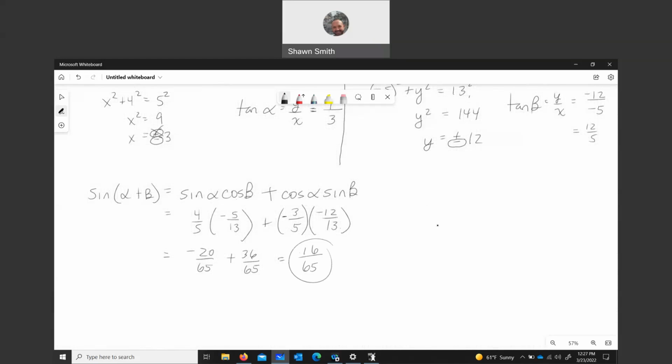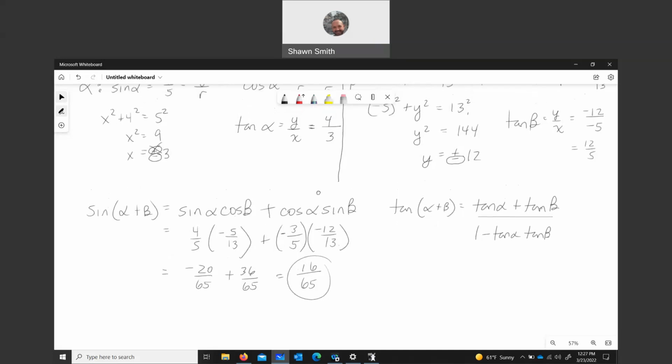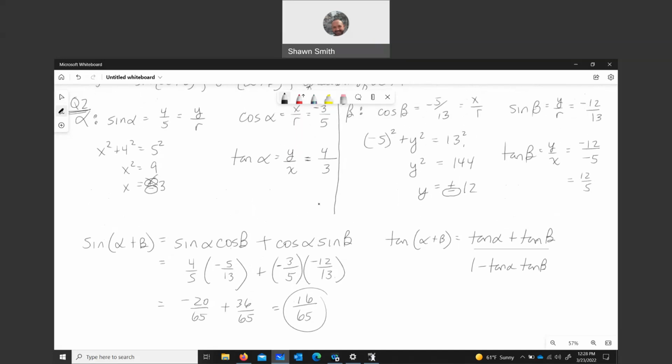Next, we were asked to do tangent of alpha plus beta. So that's tangent of the first plus tangent of the second, all over 1 minus tangent of the first, tangent of the second. And we've got to fix that error right here as well. That x right here is negative, so I better put that as negative for tangent. So tangent of alpha is negative 4/3. Tangent of beta is 12/5. All over 1 minus the product of those two.